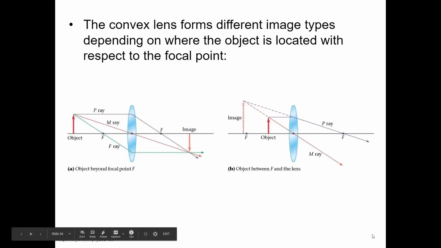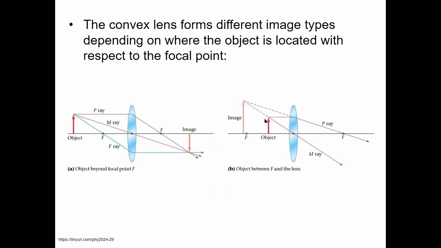For convex lenses, again, it depends on the location of the object. You could have a virtual image, you could have a real image. If you are beyond the focal length, then you'll have a real, inverted image. If you are inside the focal length, you will have a virtual, upright image, on the same side of the lens as the object. For the real image, you can have either an enlarged image or a shrunken image, depending on locations.